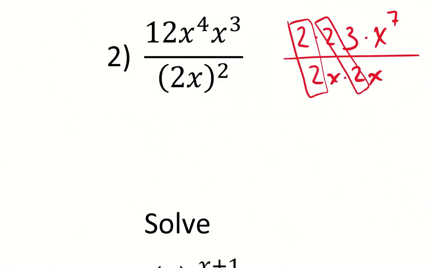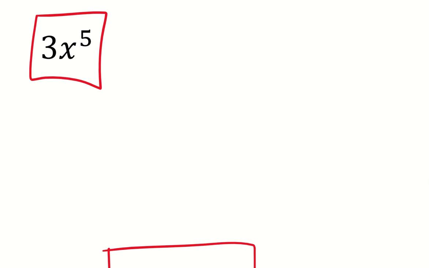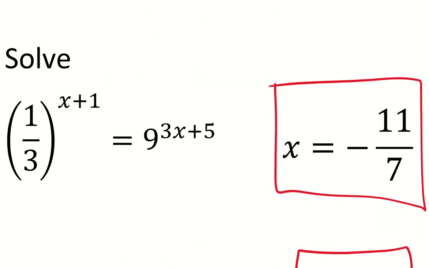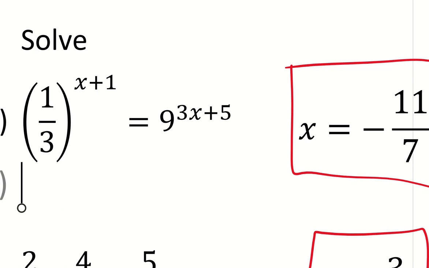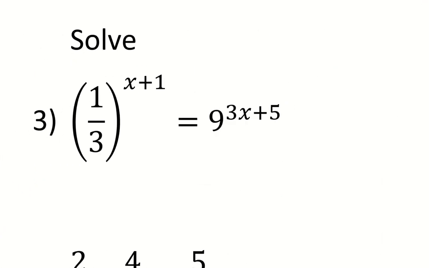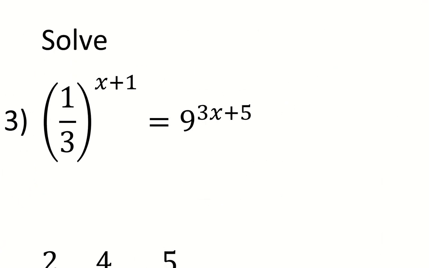Moving on, the third. Let's see. The third one, remember the answer should be negative 11 over 7. So as I look at this, I can see with the number 1/3 and the number 9 that the base that I'm going to want to migrate towards is a base of 3. I've told you that the only way that we can solve exponential equations in this course is by rewriting these so that they have the same bases.